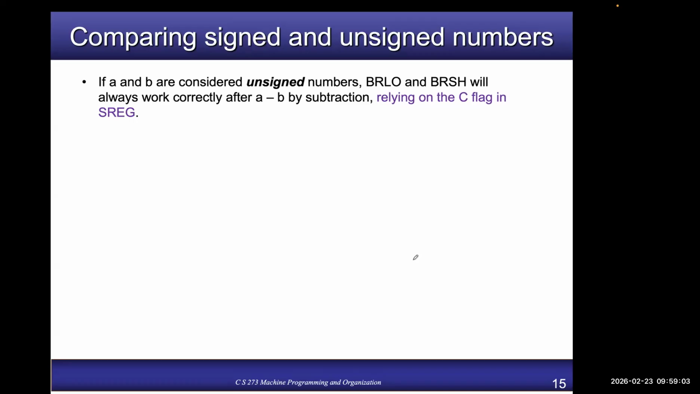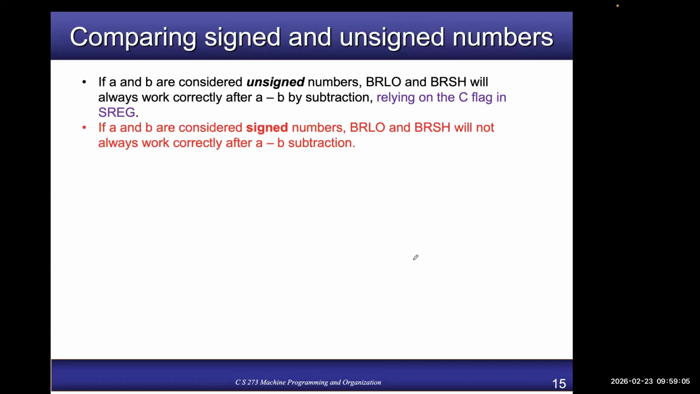So we are fine with those instructions, right? However, if A and B are considered signed numbers, then branch if lower and branch if same or higher will not always work correctly after the A minus B subtraction, because carry will not give you the correct information on the relationship of the two numbers, whether A is greater than B or A is less than B. So you can rely on the C flag only if the numbers are unsigned, right?